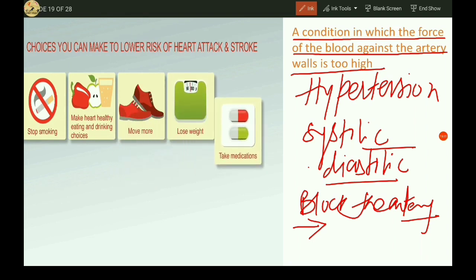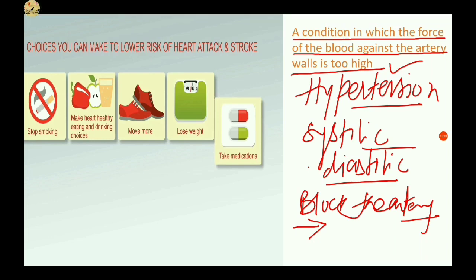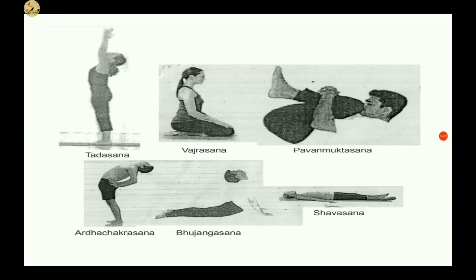So hypertension is a condition in which the force of blood against the artery walls is too high. That is called hypertension. Now we will discuss some asanas which we can do to control hypertension.